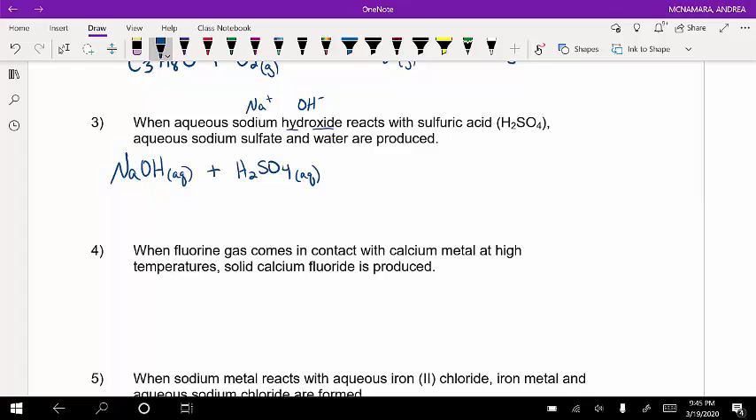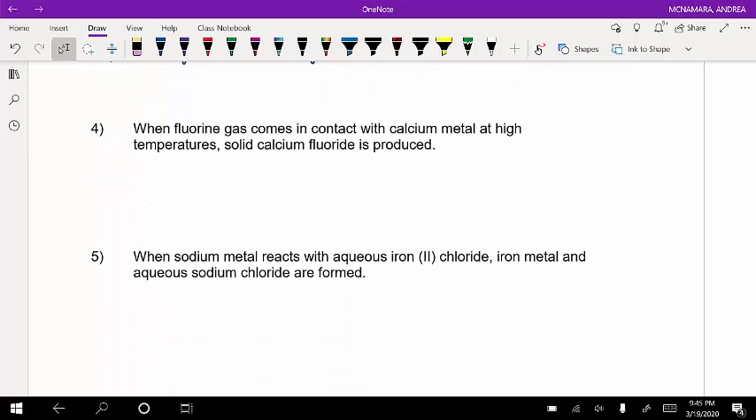So these are our two reactants, and they produce aqueous sodium sulfate. So again, SO4 is a 2 minus, right? H being plus, SO4 a 2 minus. So sodium sulfate, I'm going to have to balance those charges. I'm going to need 2 sodiums and the sulfate. Okay, and that is aqueous, and it produces water. And water is a liquid, right? Generally speaking. Okay. Alrighty, moving right along.